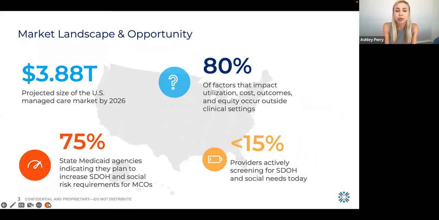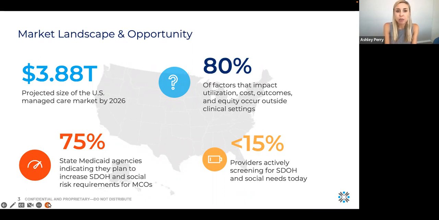Before we get into the specifics around how plans are using social risk analytics, I wanted to take a moment to just anchor all of us around the why this matters, why plans are prioritizing this and investing in analytic solutions and strategies. And there are a couple of key data points that I would call out here.